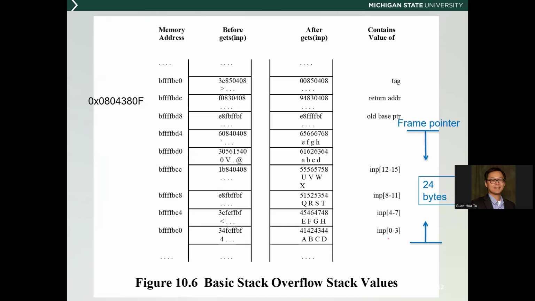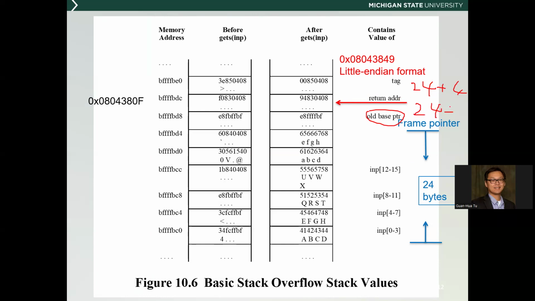So in this example, we can see that if we have an input array, this array is 16 bytes. From the beginning of the input array to the frame pointer, it will be 24 bytes. So if we try to overwrite the old base pointer, we need to prepare 24 plus 4 bytes of data. If we try to overwrite the return address, we need to prepare 24 plus 8 bytes of data. Then we can overwrite this one.